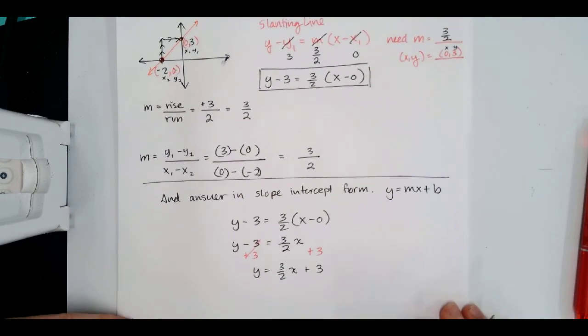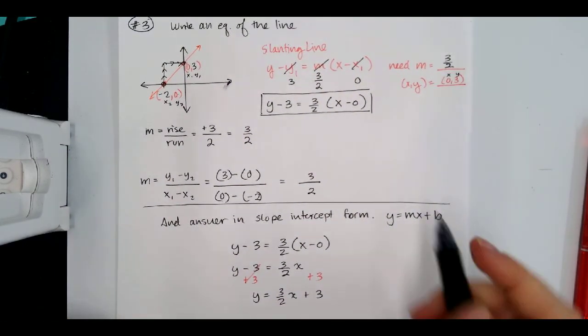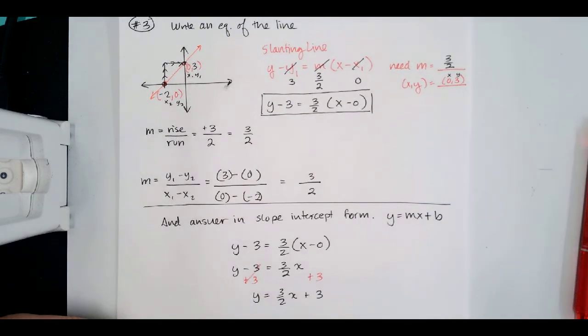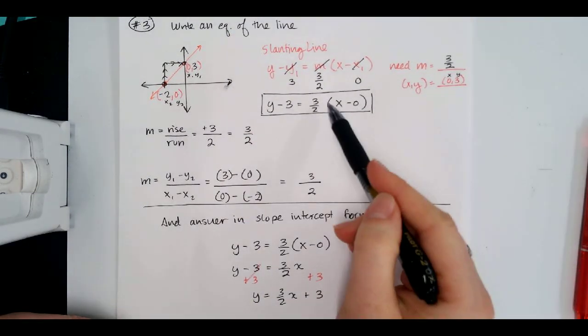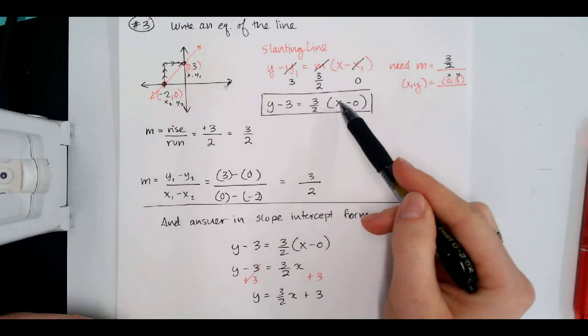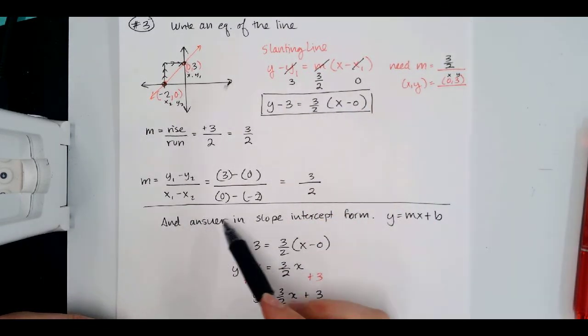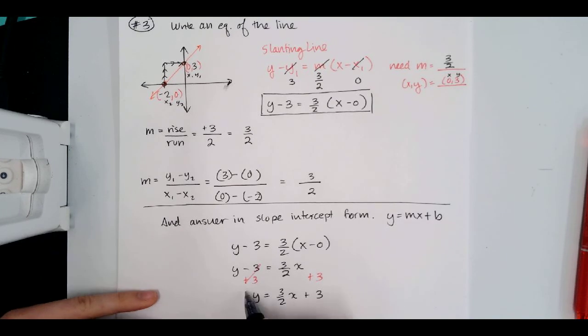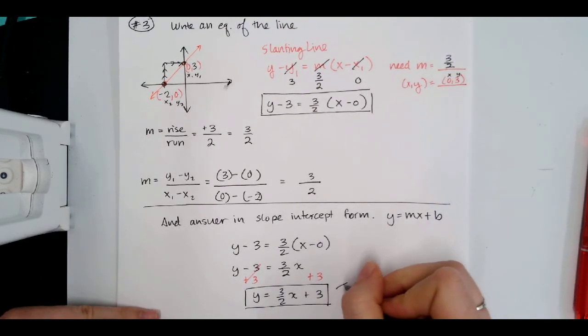Okay, so as I said before, if the exam just said, write the equation of a line, and it doesn't tell you what form it wants it in, this answer would be perfectly acceptable. Totally fine. But if I say "answer in" and I give you a form, like slope-intercept form, you need to go ahead and simplify and get into the form I am asking for. So this is slope-intercept form.